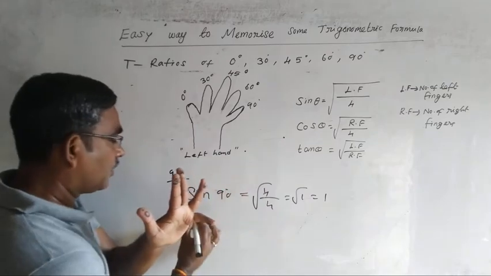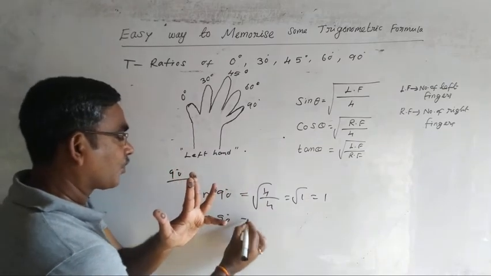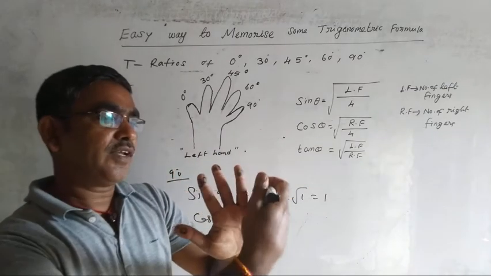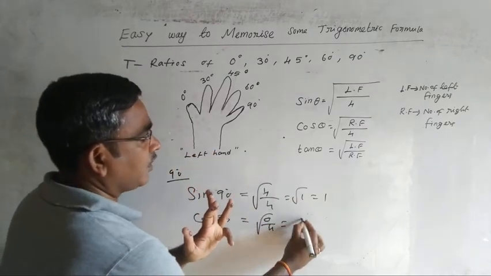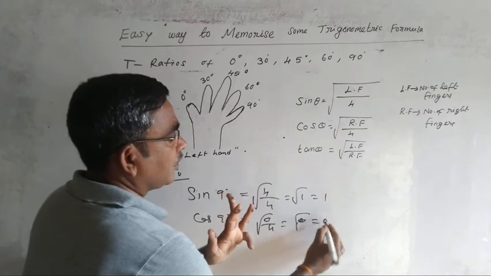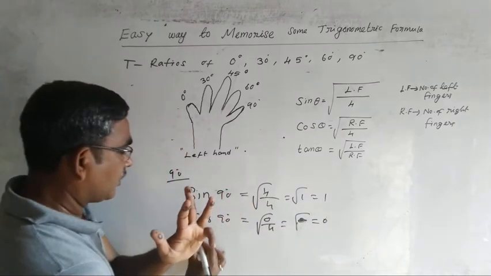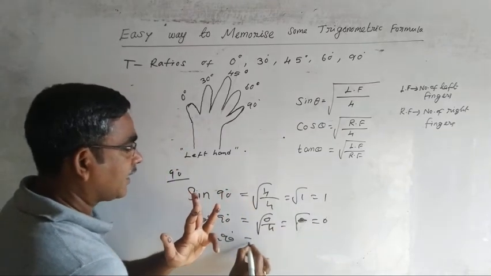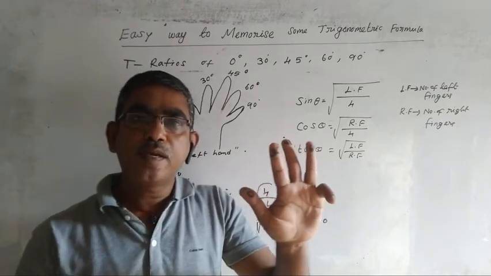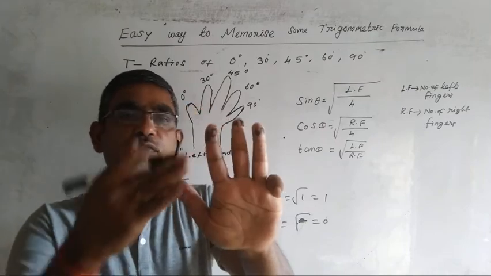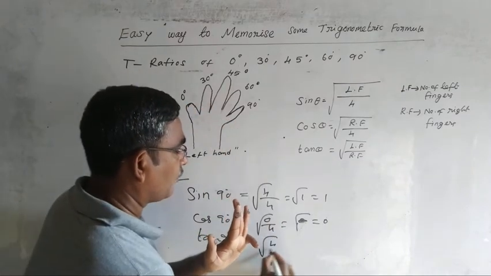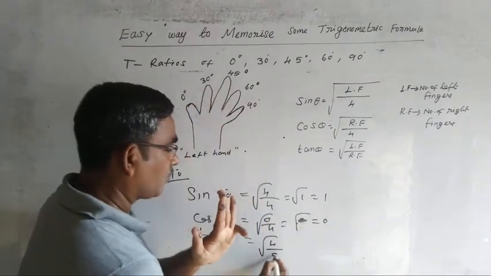Then cos 90. Cos 90 becomes right finger. At 90, right finger is nothing, so 0 by 4, square root of 0, it is equal to 0. Now tan 90. Tan is left finger by right finger. According to 90, left finger is 4, root of 4, and right finger is nothing, 0.